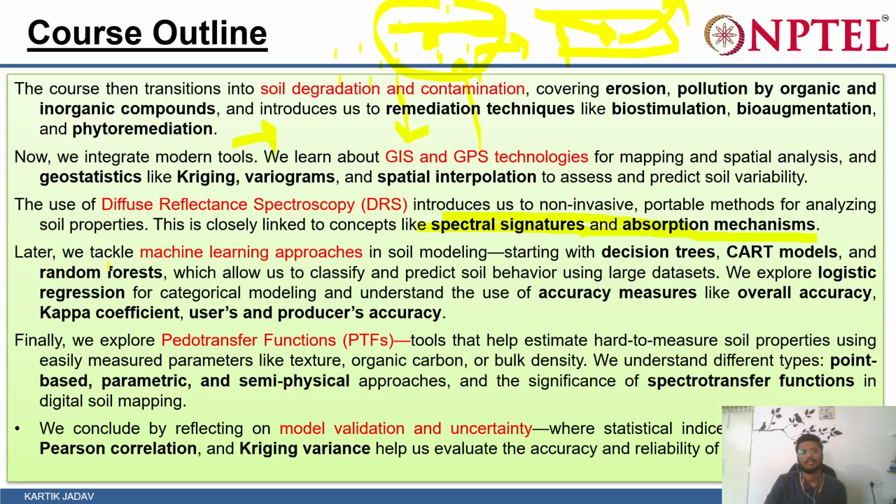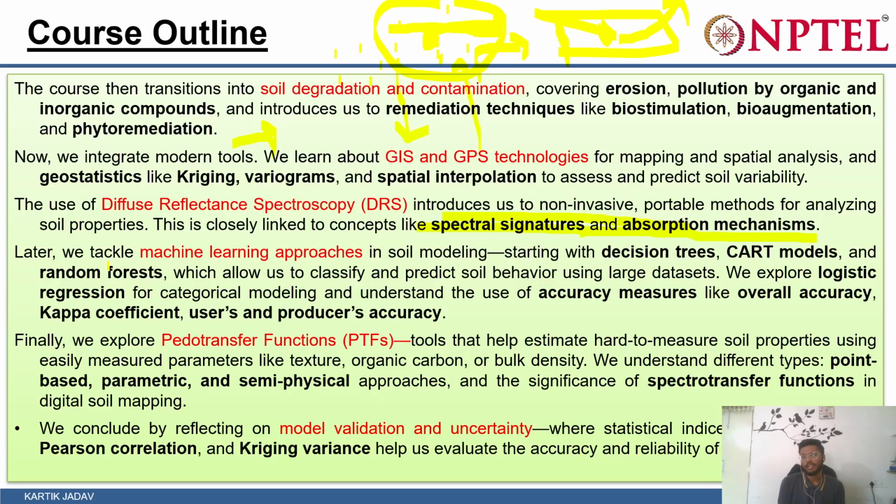Later, we tackle the more advanced data analysis techniques, because for large scale data, it is not like we have a few samples. We have a large data set, for suppose the entire India, right? And in that we also have huge heterogeneity. So to cover that heterogeneity, we have various machine learning approaches that learn from the data itself by mechanisms like decision trees, CART models, where CART is basically classification and regression trees, and random forest models. So that allows us to classify and predict soil behavior using large data sets.